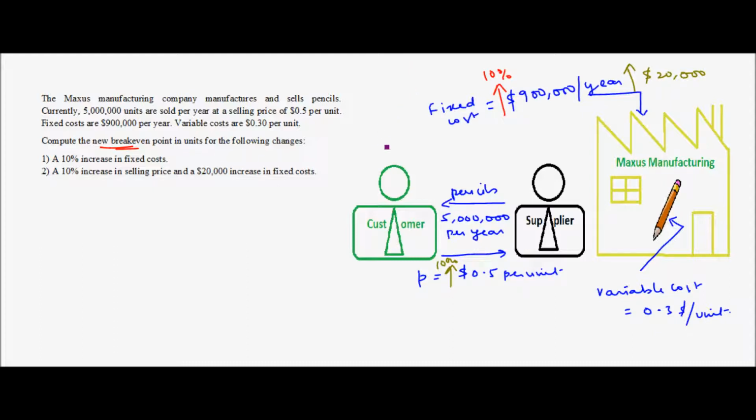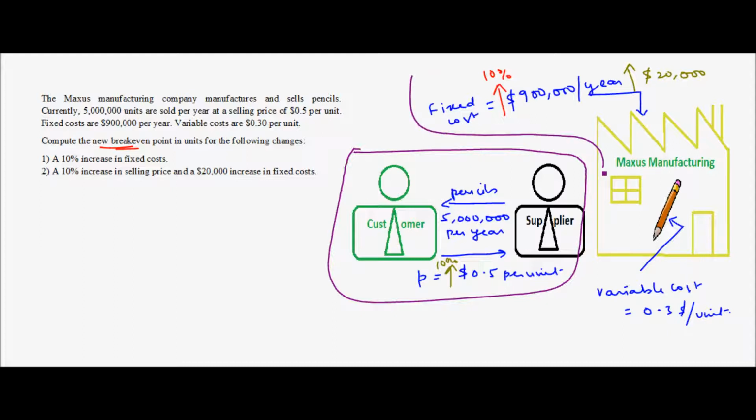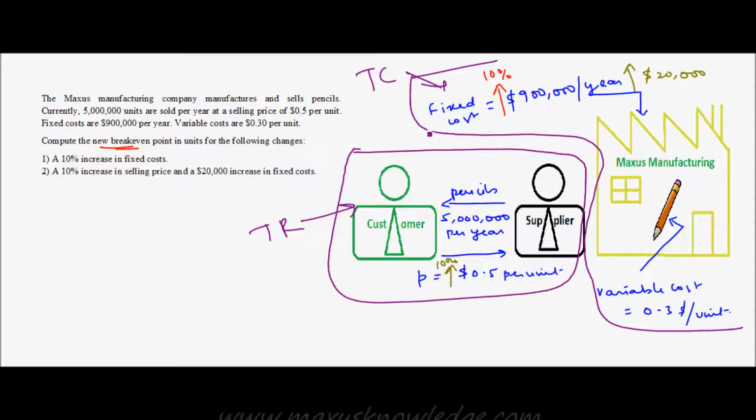Now break-even point is achieved when this part, which contributes to the total revenue, becomes equal to this part, which contributes to the total cost. So this is total revenue and this is total cost, and when both of these become equal, that's when break-even point has been achieved. So let's find out what is the impact on the break-even points with these changes.